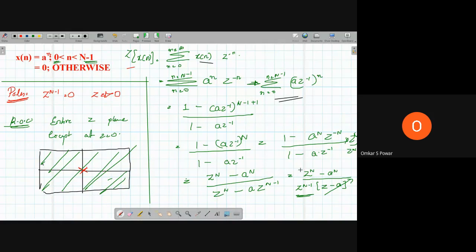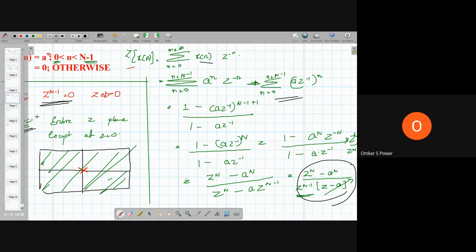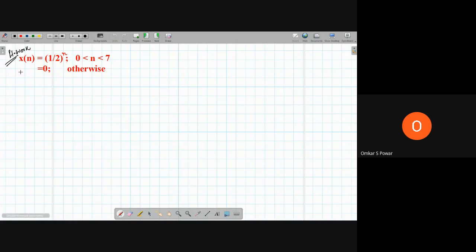And then we have to simplify this term so that our poles will get cancelled there. So then we'll get the poles here. Then we have got this ROC. So yeah, based on the same thing.